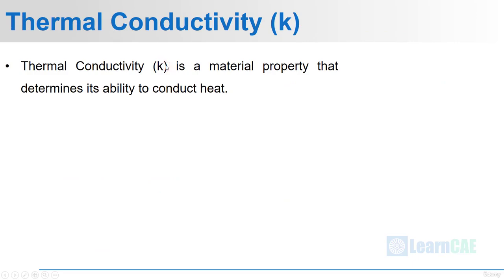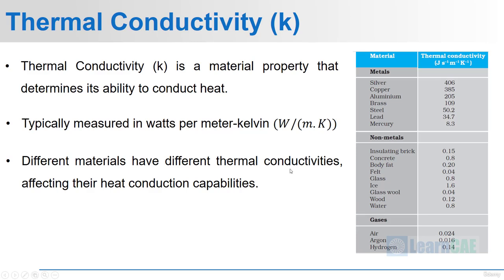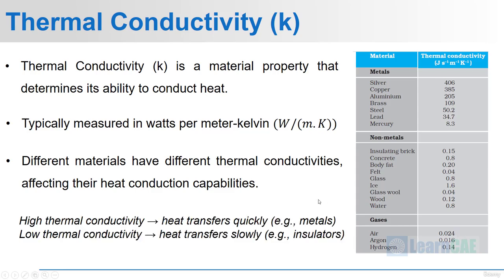Thermal conductivity K is a material property that determines its ability to conduct heat in that material. It is typically measured in watts per meter per Kelvin. Different materials have different thermal conductivities affecting their heat conduction capabilities. In metals, silver has the highest thermal conductivity, followed by copper and aluminum. And you can see the value of thermal conductivity in non-metals compared to metals. And gases have low thermal conductivity. For example, air has got the thermal conductivity of 0.024. So it means air is a poor conductor of heat.